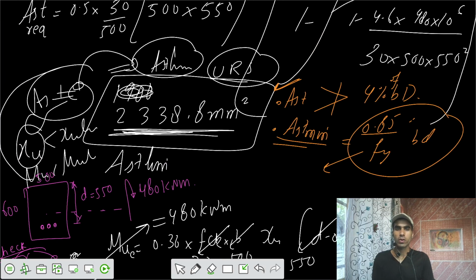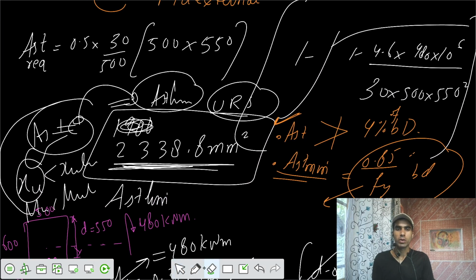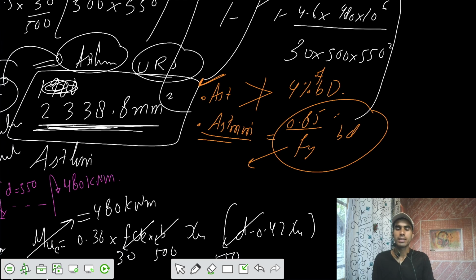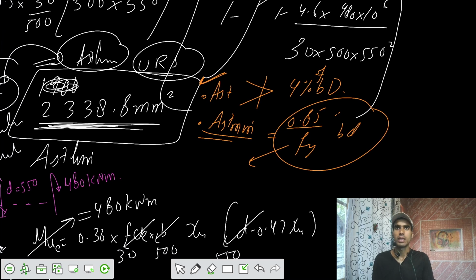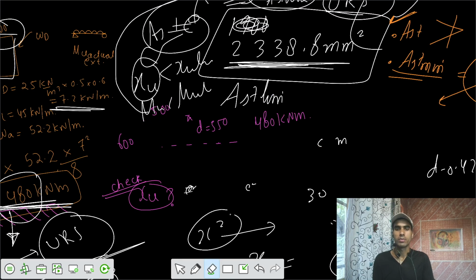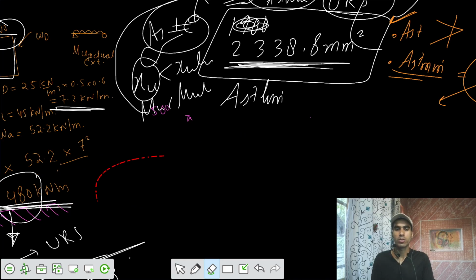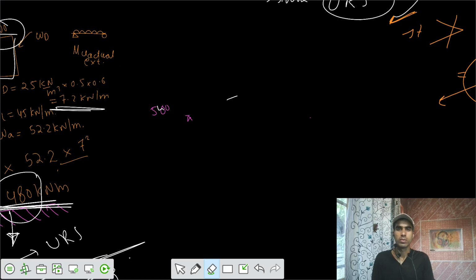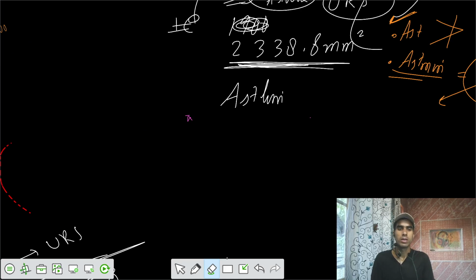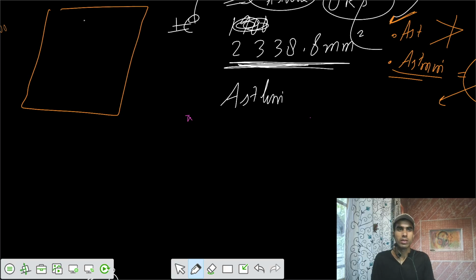Now once we got that Ast, 2338.8, I have to select a bar so that we can have finally the area of the steel. So we have to select a bar of some suitable diameter. Let's go for that. Okay, 2338.8, let's try to have a bar. Now our section is that we designed the section with width of 500.